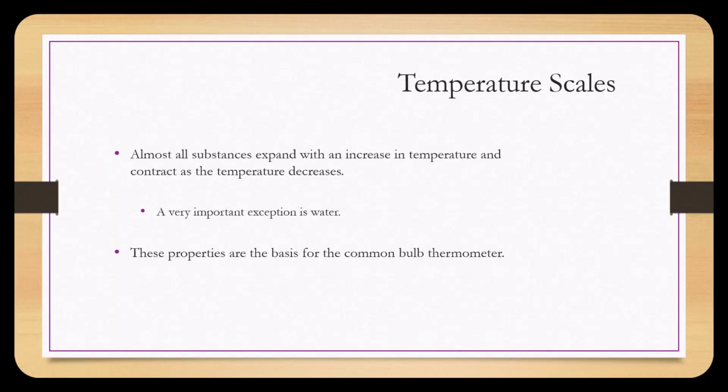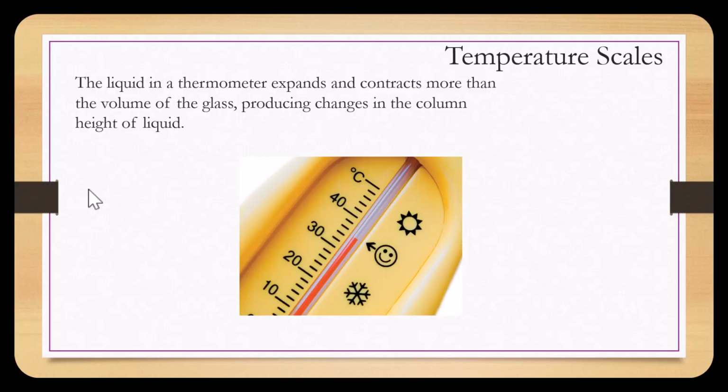Almost all substances expand with the increase in temperature and contract as the temperature decreases. A very important exception is water. These properties are the very basis for the common bulb thermometer. The liquid in the thermometer expands and contracts more than the volume of the glass, producing changes in the column height of the liquid.